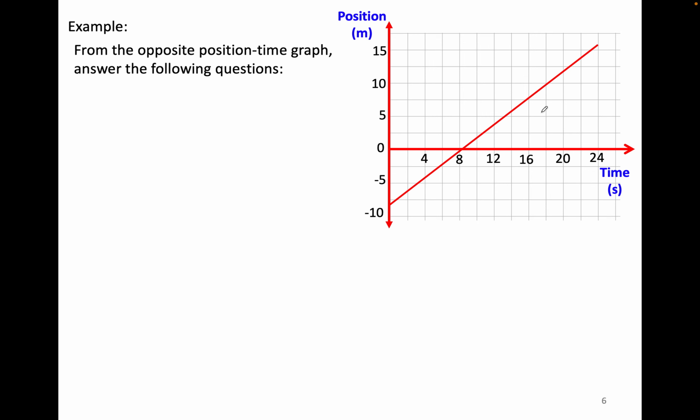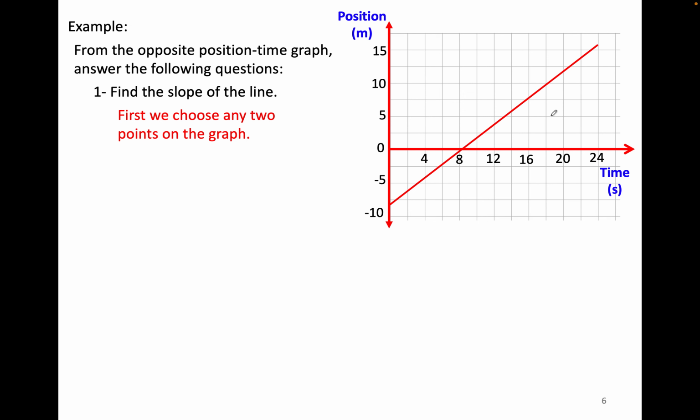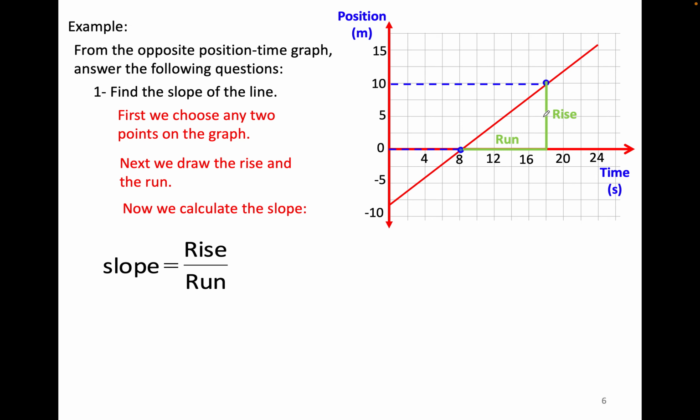Another thing you need to do is find the slope of the line. That's important. The slope of the line will help you find the speed. So choose two points and you do rise over run. I like to start from 0, any point that has 0, and then I will pick another point, an easy one, like 10 for example. So I draw the rise and the run. I think you may have done this in maths. Rise over run.